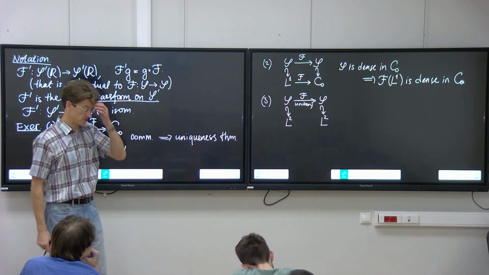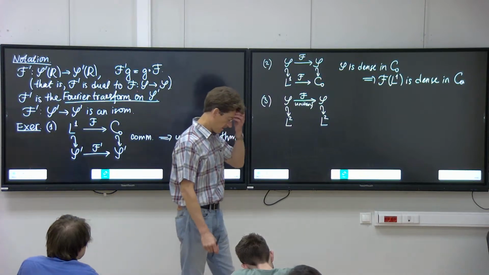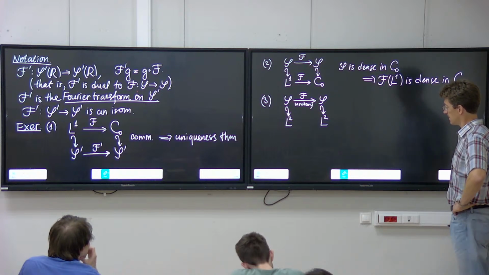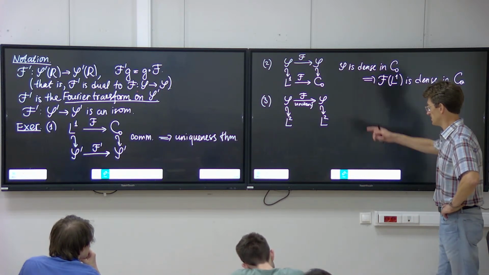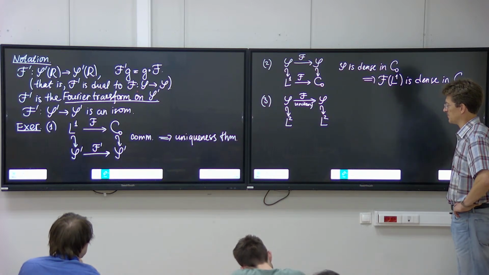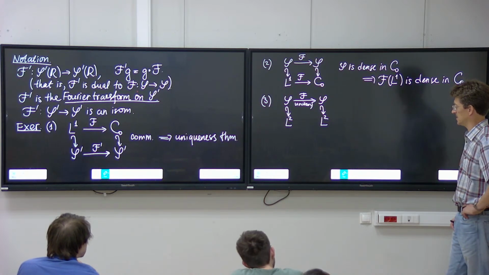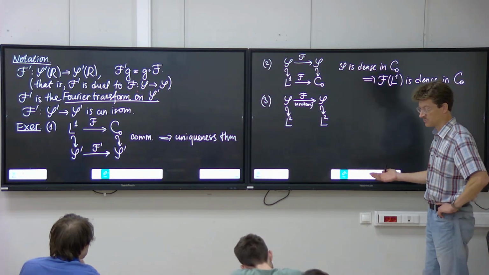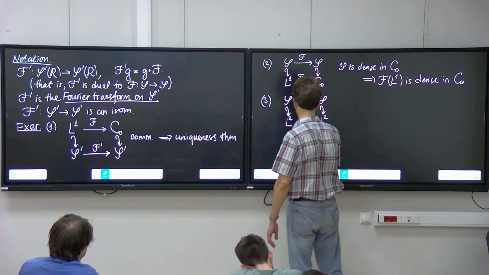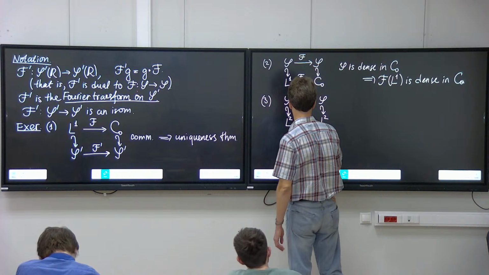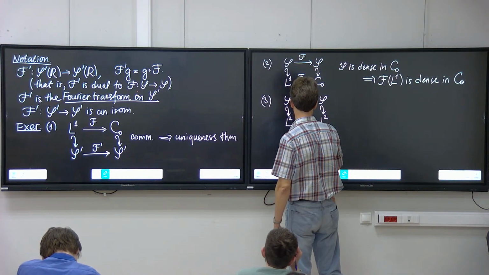So if we consider the Schwarz space as an inner product space, an incomplete inner product space with inner product inherited from L2, then this is a unitary map, a unitary isomorphism. But a unitary isomorphism from a dense subspace of a Hilbert space to itself uniquely extends to a unitary isomorphism of this Hilbert space onto itself. So as a result, we get a unitary isomorphism here.